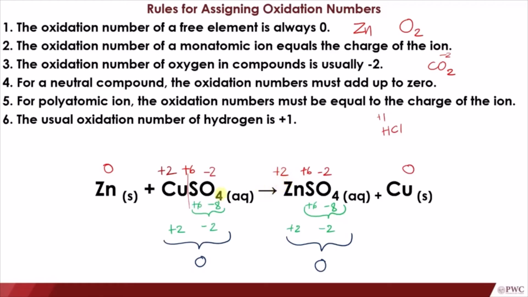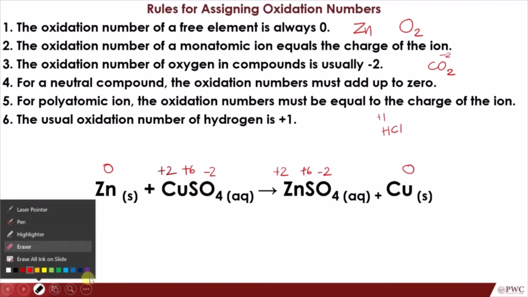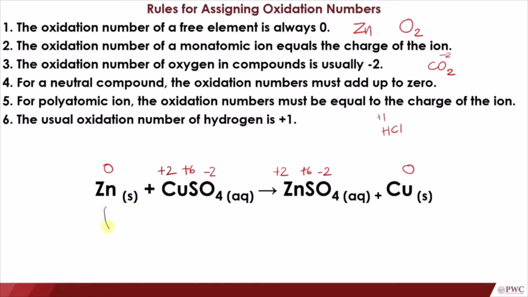Okay, +2. So here we have assigned oxidation numbers on all the elements in this reaction. Let's erase the extra things here. Let's track the movements, the loss, and then the gain of electrons. Let's start with zinc. From zinc to zinc, from 0 to +2, there is an increase in the oxidation number.